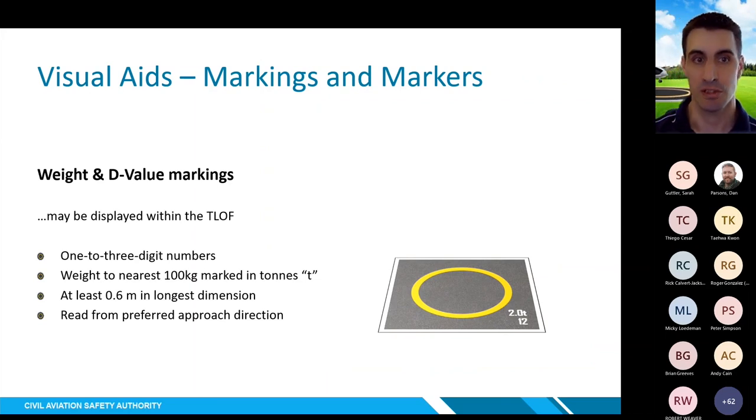We've also included the option to add max weight and delimitation markings. Again, we've tried to keep these specifications simple. They should be no less than 0.6 metres in their longest dimension and located within the FATO or TLOF. Weight should be shown in tonnes with one decimal place, followed by a lowercase t, and the D value should be in metres to the nearest whole metre.